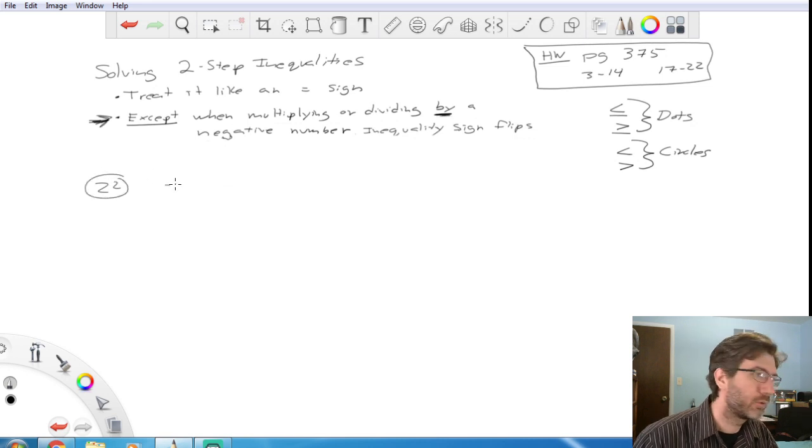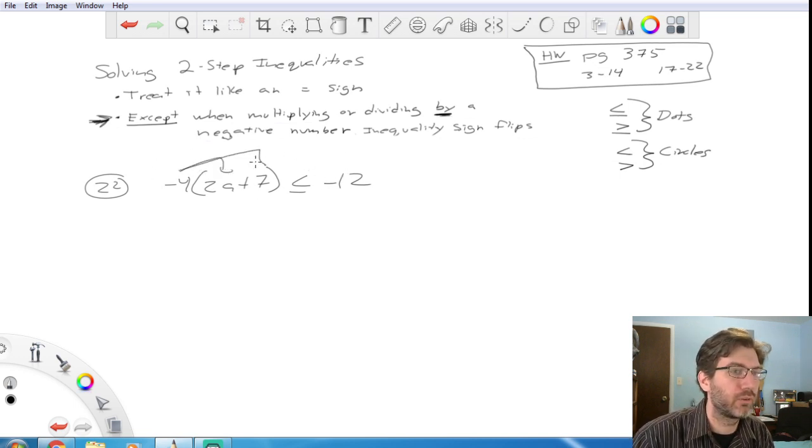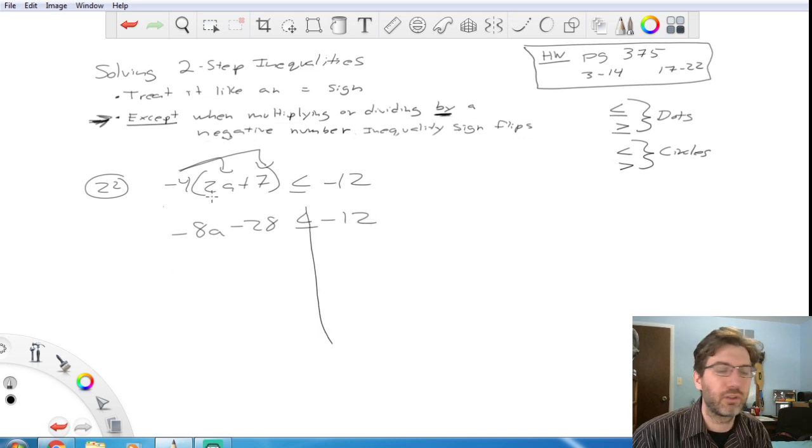You want to look at 22 real quick, just don't forget to distribute. Combining like terms and distributing is nothing different. It's the same as what you've been doing. So you get, oh, that's actually going to be negative. 4 times that is negative 28. And then you can go from there.